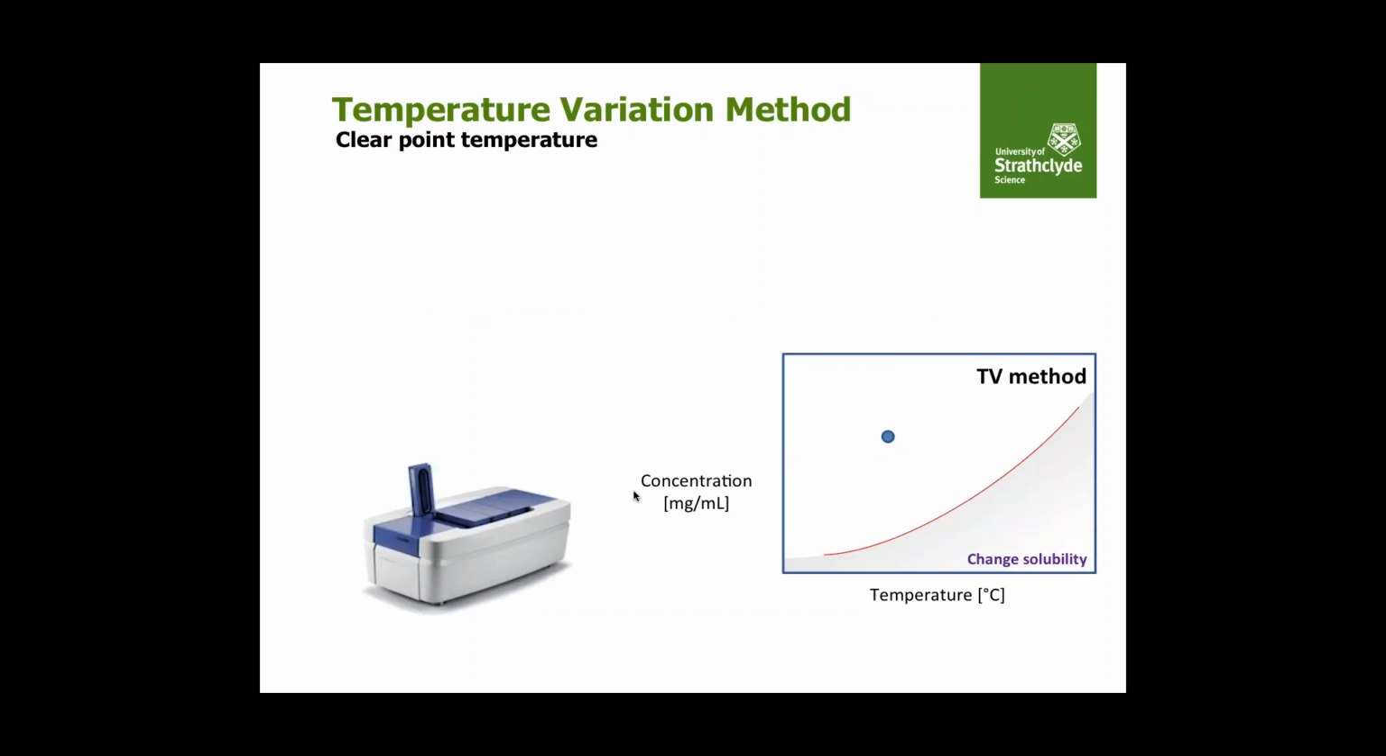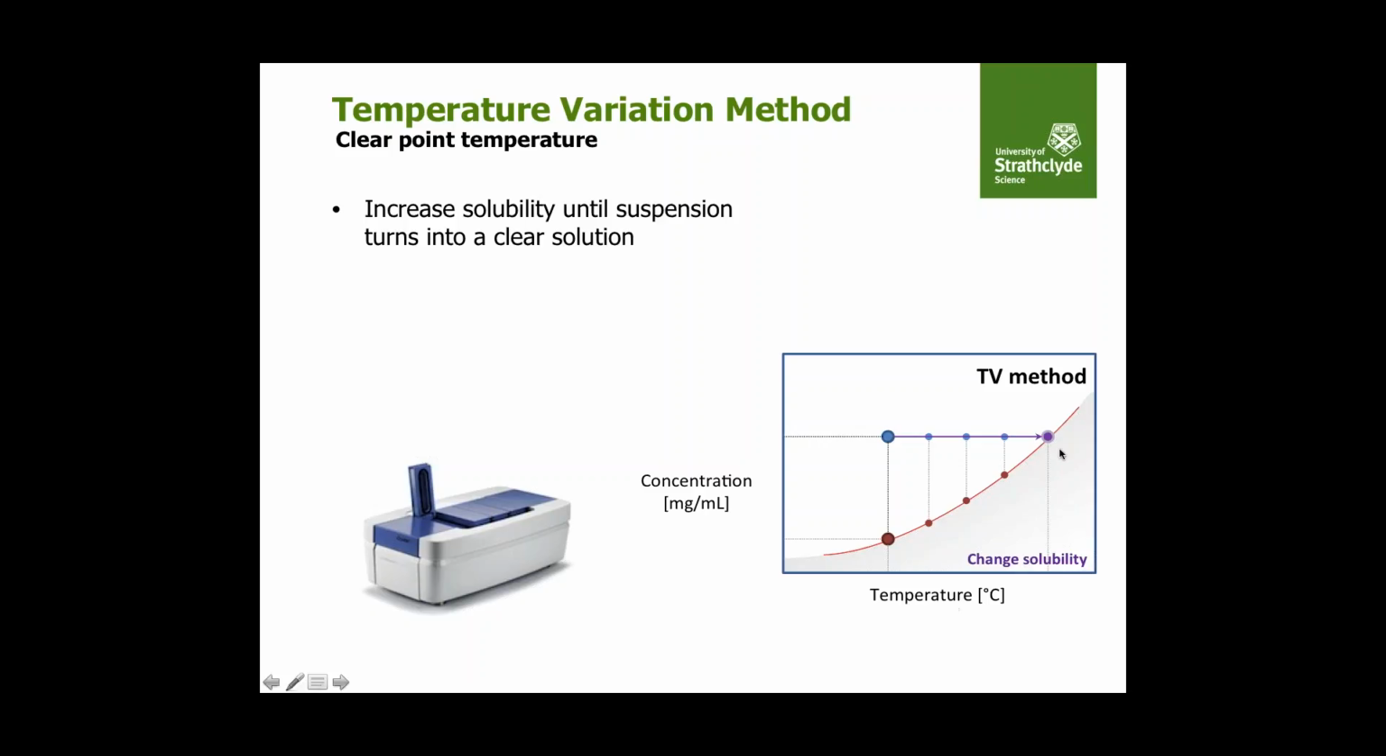To show what happens in the phase diagram, you again start with a certain point which represents the overall composition in the sample, and you have a corresponding solubility there, but you're still in the region where you have a suspension. So you would increase this solubility until the suspension turns into a clear solution.